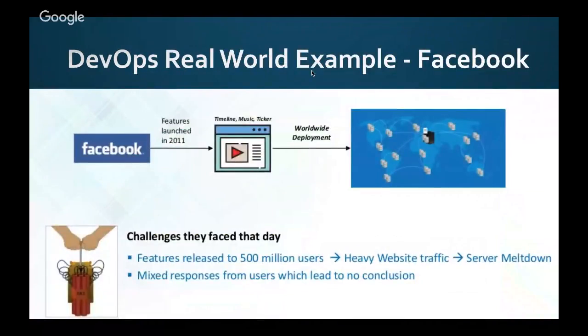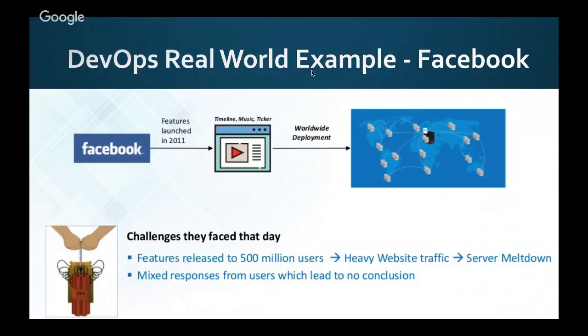Now let's talk about some real-world DevOps examples. I guess most of you, one out of every two, or almost everyone nowadays, are Facebook users. Nobody has a computer, more or less everybody is using Facebook. So let's talk about a DevOps real-world example. And my example number 1 is Facebook.